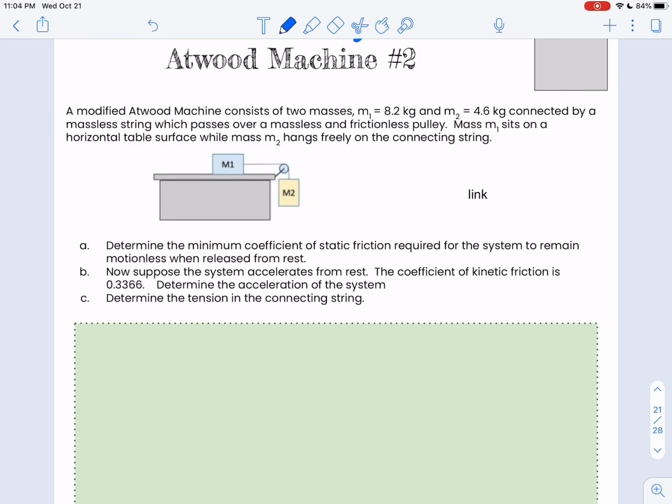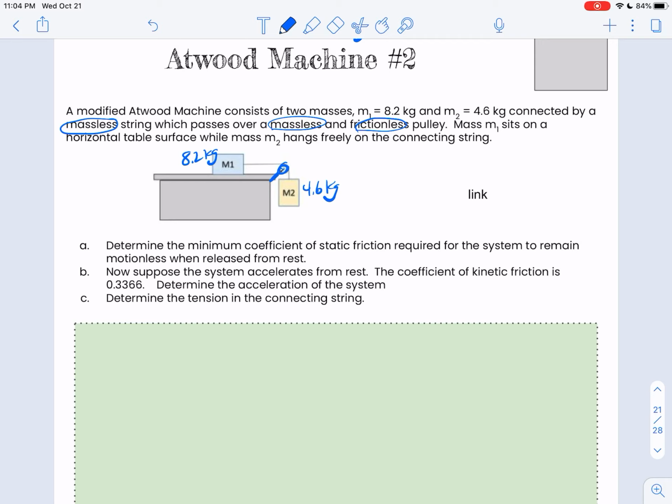Number 2. A modified Atwood machine consists of 2 masses. M1 is 8.2 kilograms, and mass 2 is 4.6 kilograms, connected by a massless string, right? That helps us not have to bother with it, which passes over a massless and frictionless pulley. You don't know any better now, but in another couple weeks, you'll know why that matters. But for now, we'll assume we don't care.